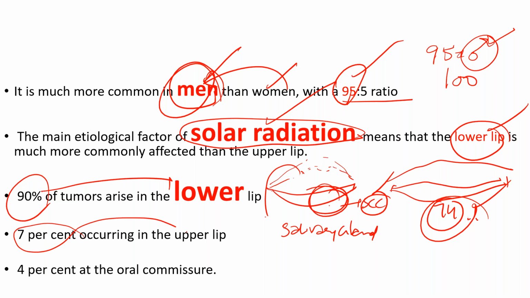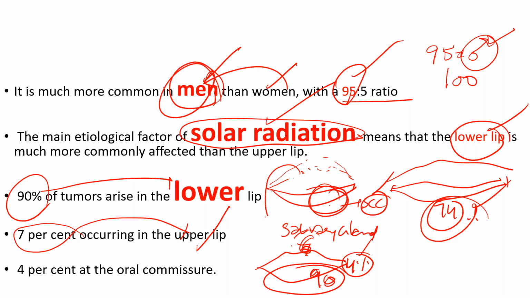So 90% are lower lip cancers, 6% are upper lip cancers, and 4% are oral commissure cancers.